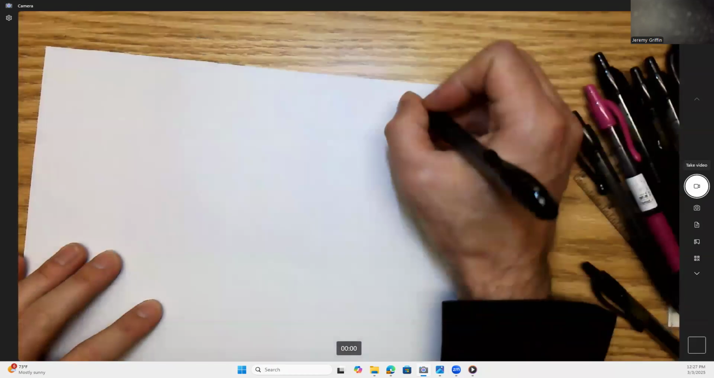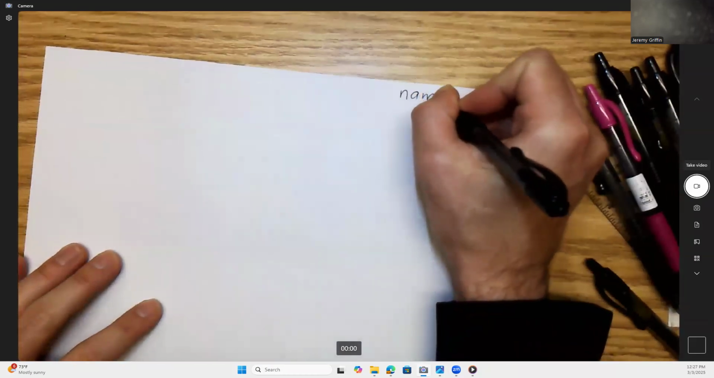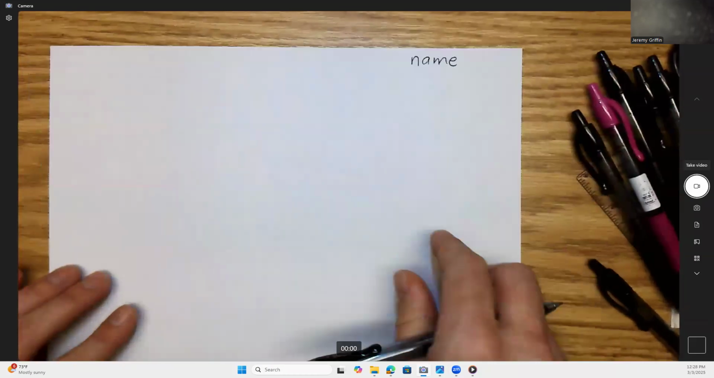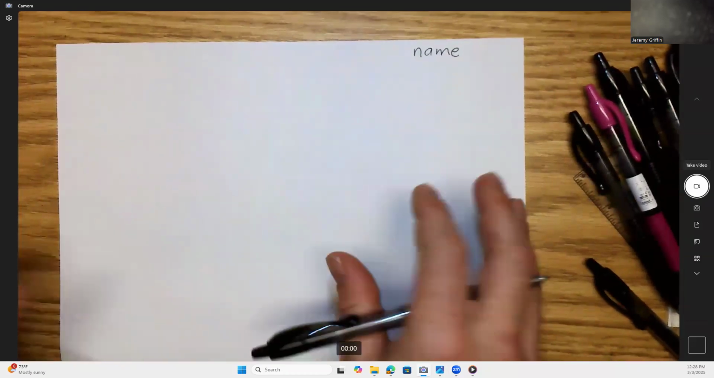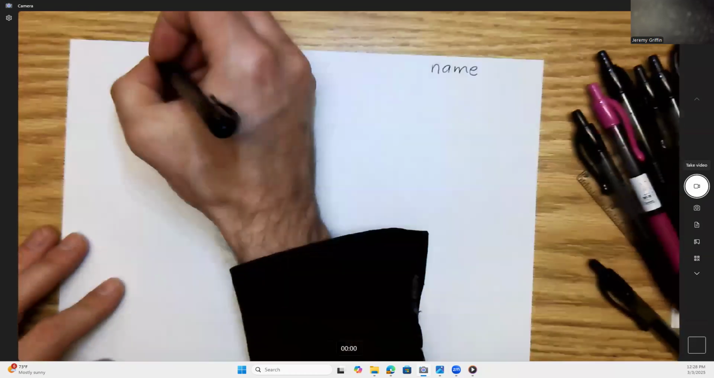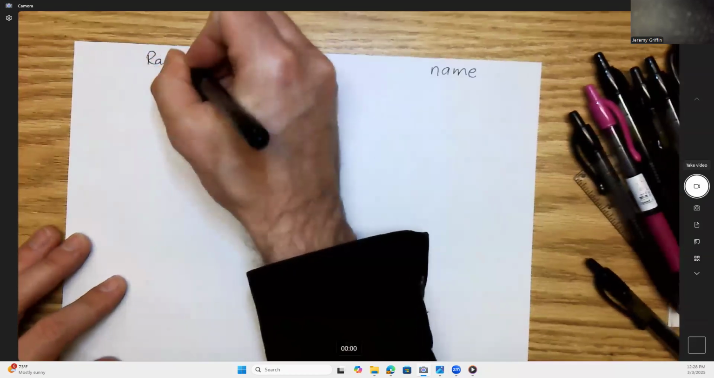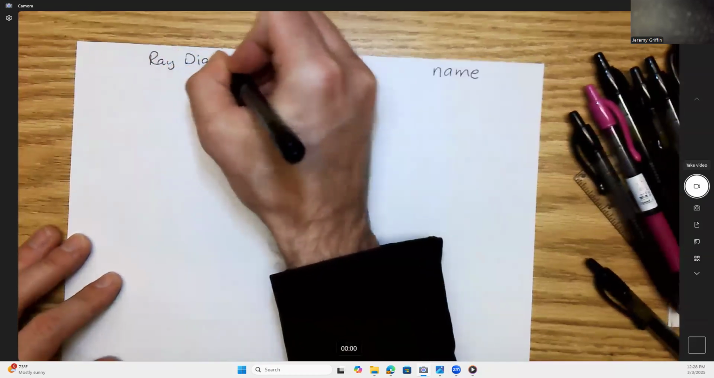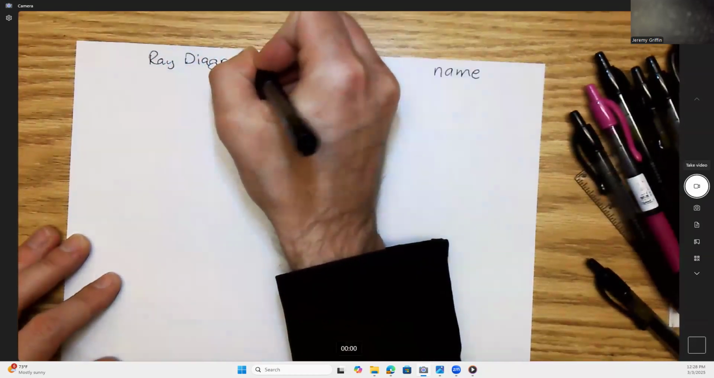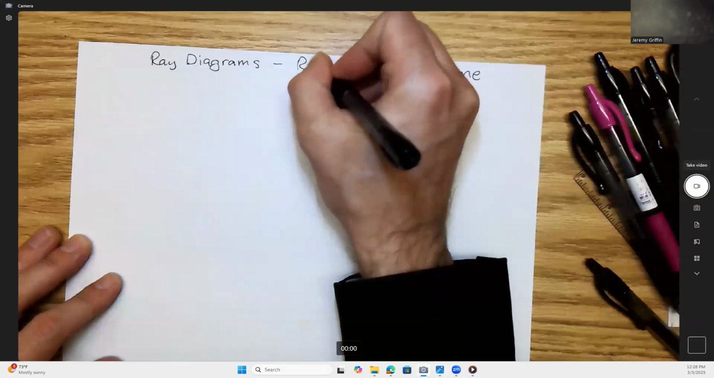So you guys have a paper in front of you, one of these copy papers. Okay. So put your name on your paper. I'll do a bunch of diagrams with you guys. And then at the end of class today, just turn this into the gray tray for credit. Title this Ray Diagrams dash reflection.